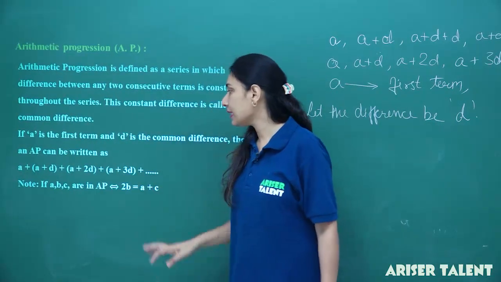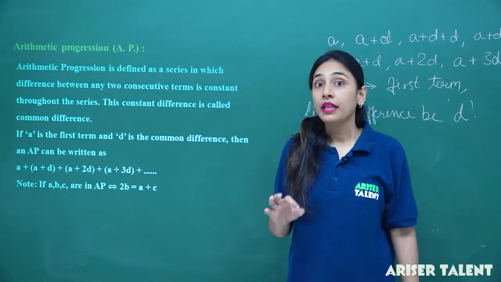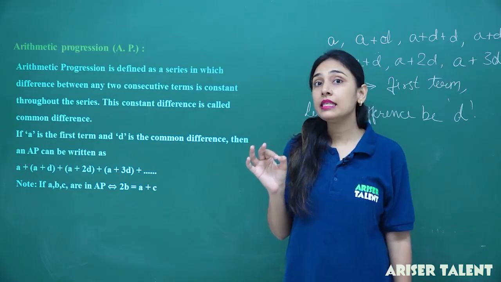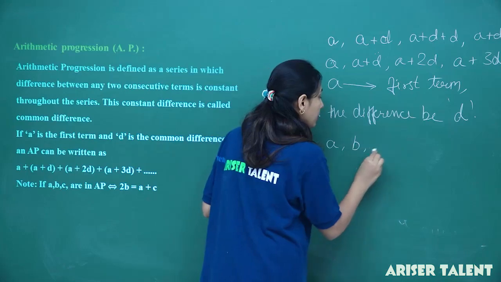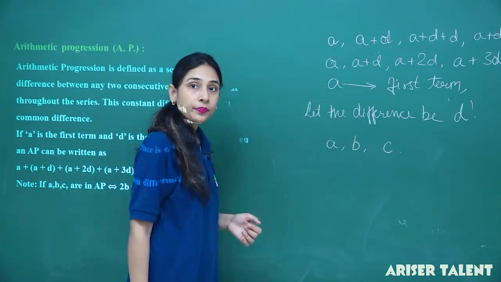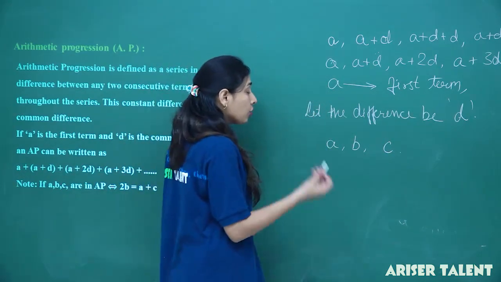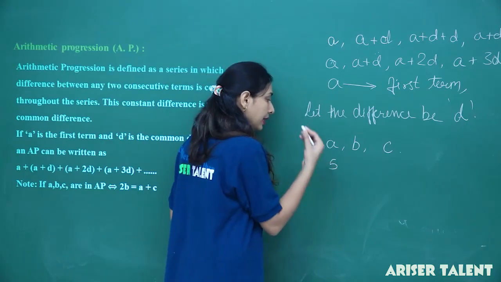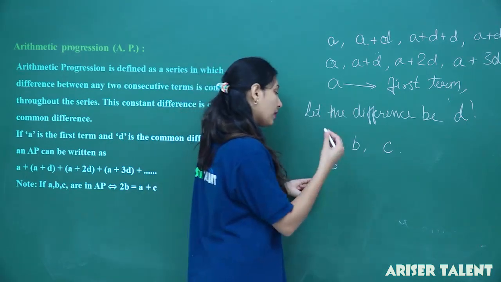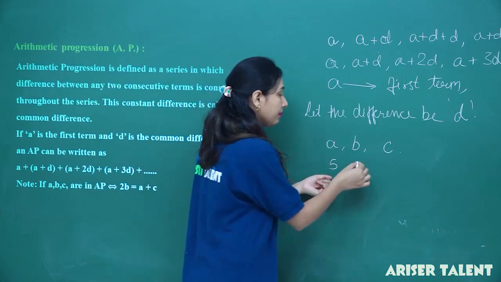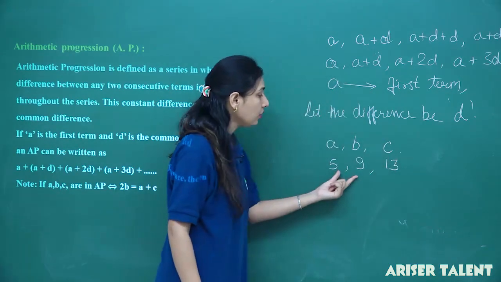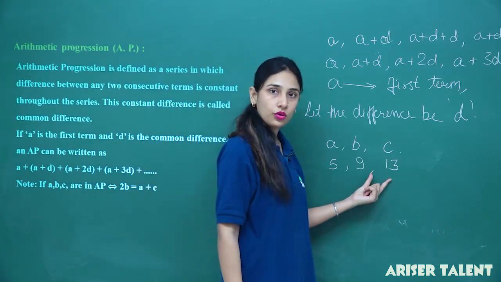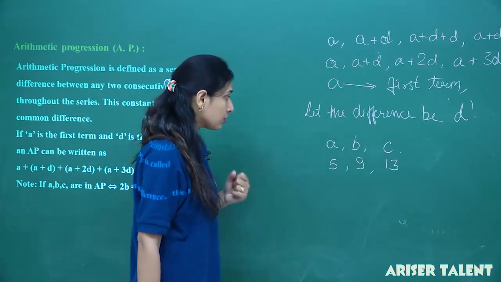Note: if A, B, C are in AP. Now I am saying that A, B, C are in AP. What can we conclude from here? If A is 5 from the previous example I have taken, then B is 9, then C is 13. The common difference is 4, right?